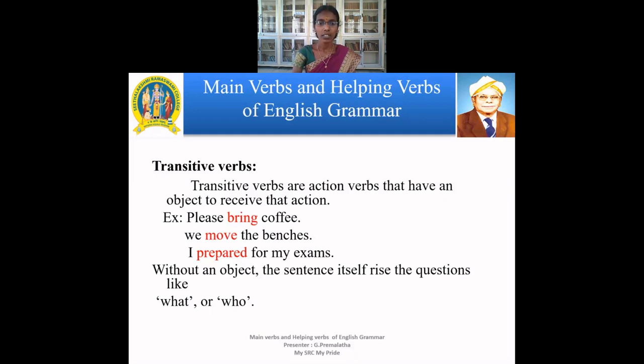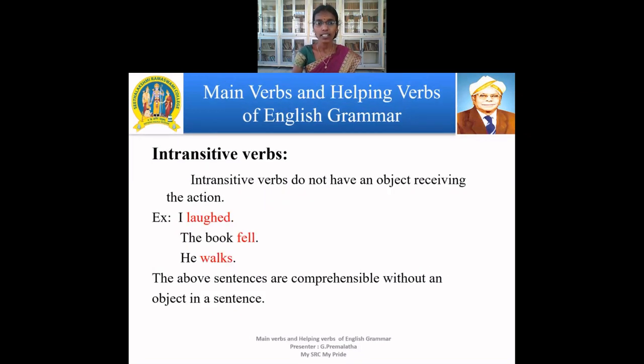Next, I have given some other examples. We move the benches. If we remove the words the benches, it will raise the question what we have to move. Another example, I prepared for my exams. If we remove the words for my exams, that object, there will automatically be a question for what I have prepared. So without an object, the sentence itself raises questions like what or who. This is called transitive verbs. Next one, intransitive verbs.